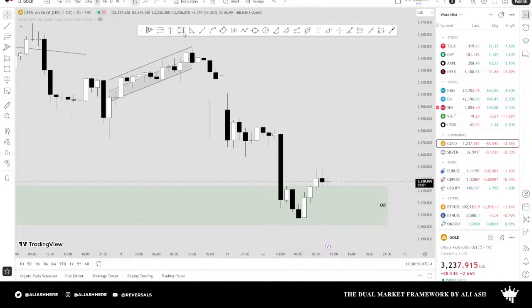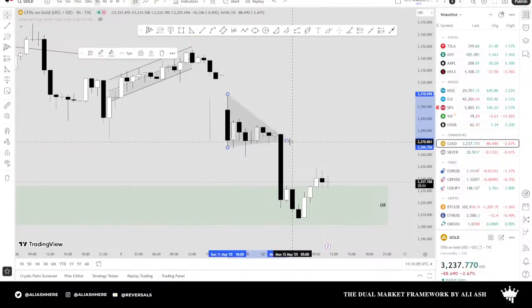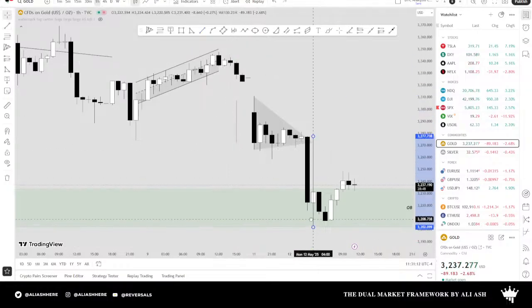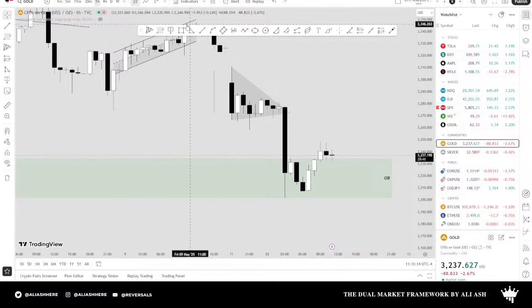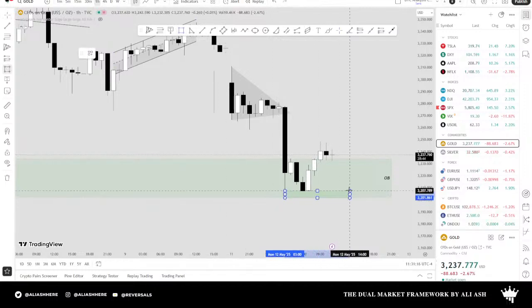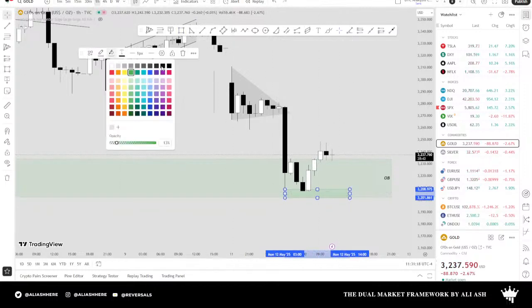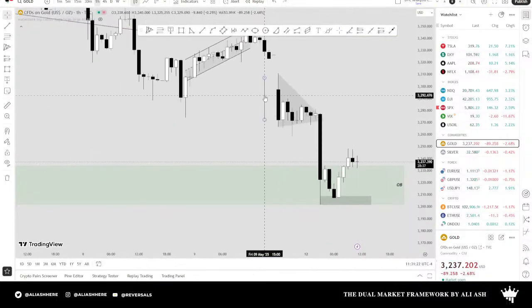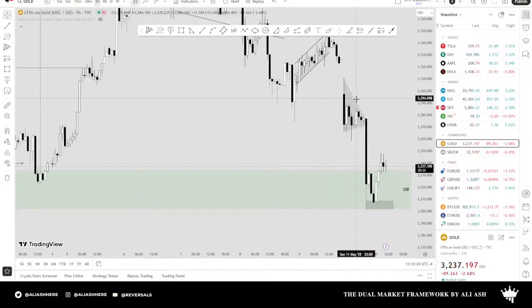So we had the pennant here for the gold, and we'll be using this supply. And here we go with the final reversal area, and right now we are on the order block. So yep, that's it for the gold.